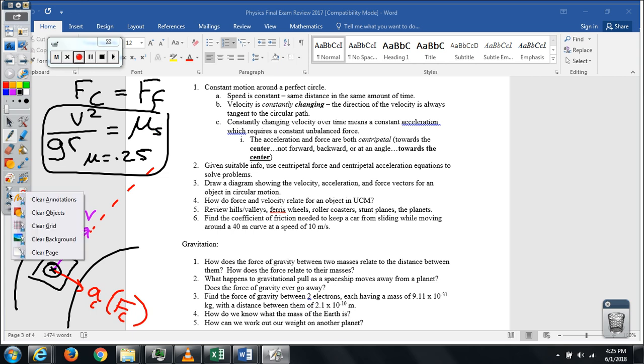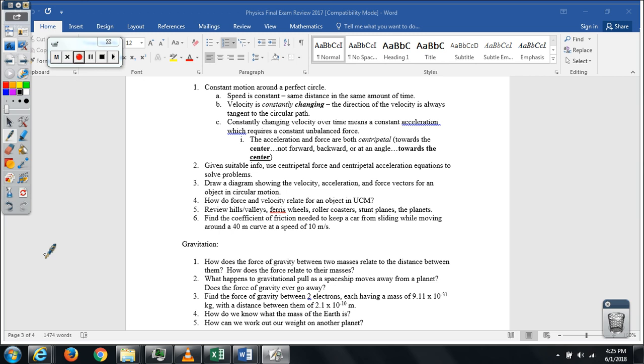The last section on this page is then gravitation. First question, how does the force of gravity between two masses relate to the distance between them? How does the force relate to their masses? Force of gravity is directly proportional to mass. The more mass you have, the more gravity, the more the force of gravity attracts.